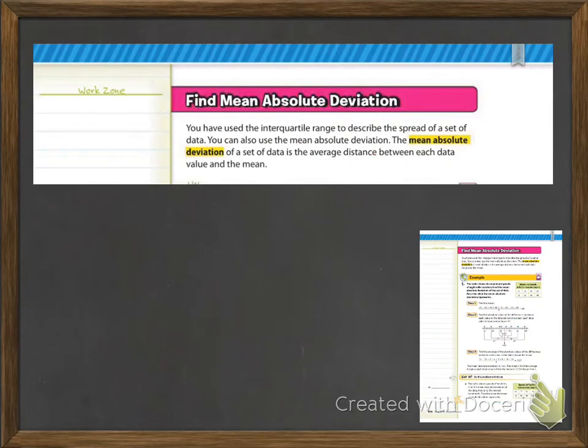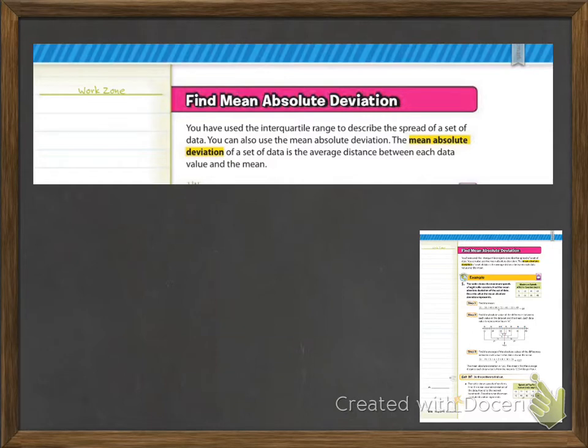All right. So here we're going to define mean absolute deviation. We've already used interquartile range to describe the spread of a data set. We've also talked about measures of center, where we've done mean, median, and mode. So now we're also going to learn how to use mean absolute deviation. This is another thing that we can use to describe how our data values are spread out other than doing the quartiles.